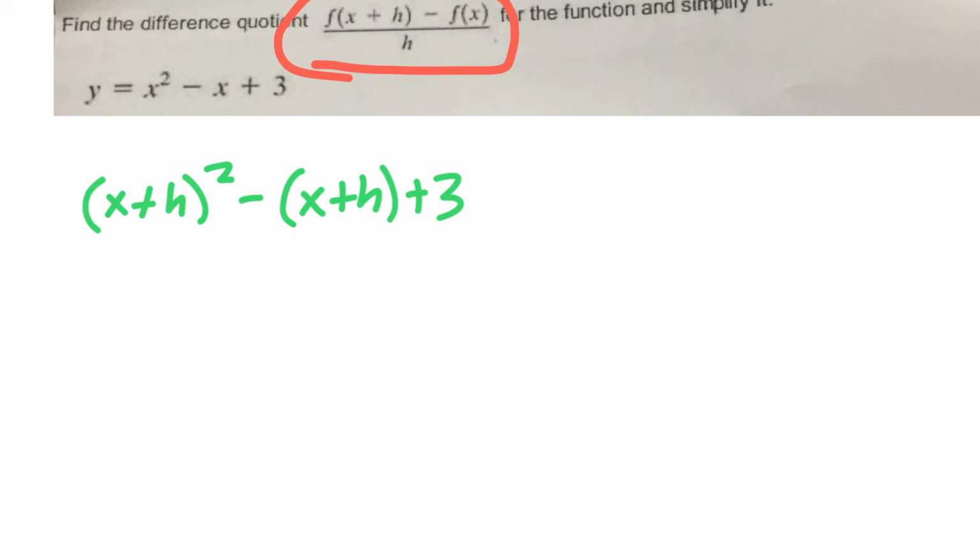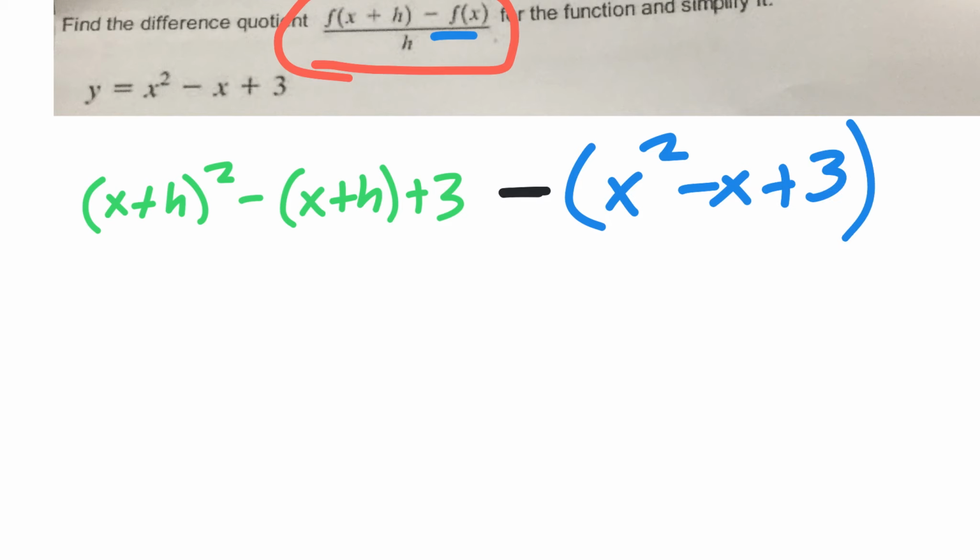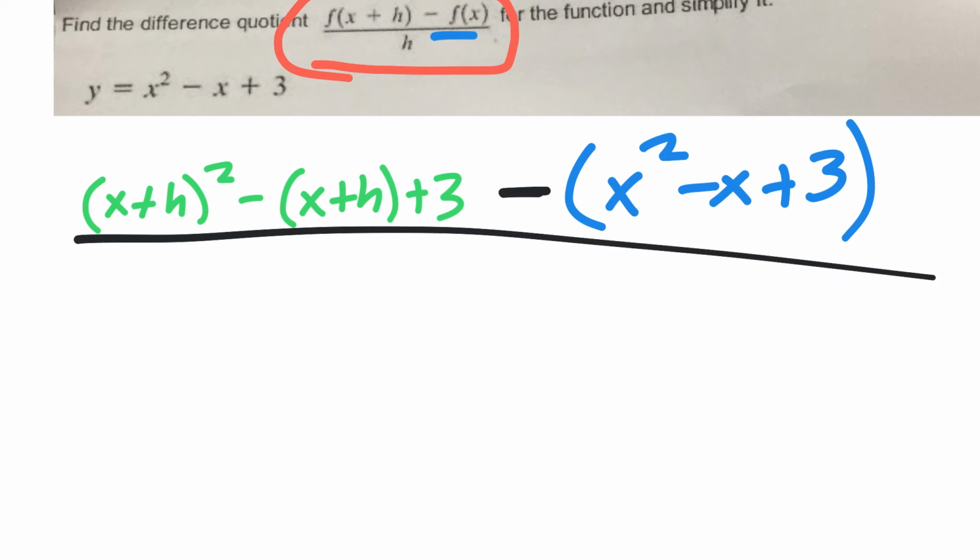Now I'm going to subtract, because there's a built-in subtraction, and I'm subtracting all of f of x. So f of x is x squared minus x plus 3. And again, we're subtracting all of that. And then this is all going to be divided by h. So the green is f of x plus h. Then the subtraction comes from the formula. The blue is f of x, and then we're going to divide that by h.